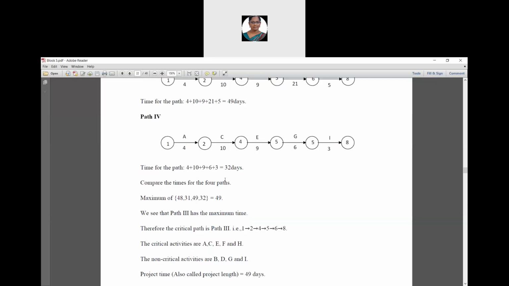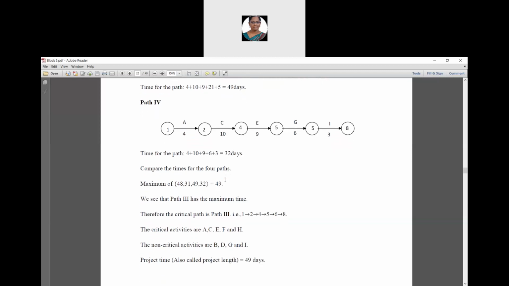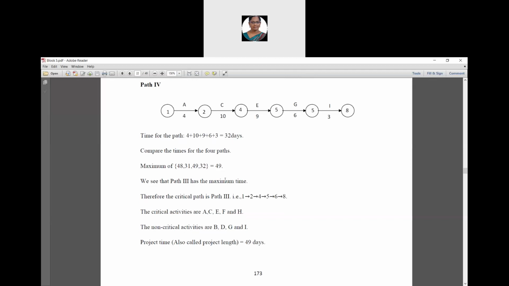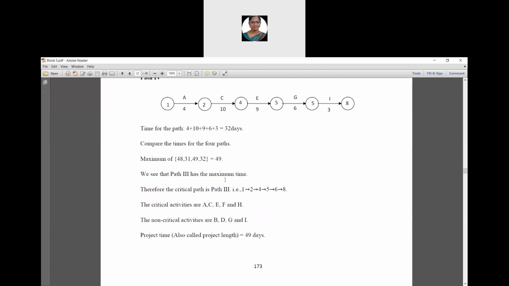So we have to compare these time values for the 4 paths. Why? Because of the critical path. The definition of the critical path is the longest time duration value. For that, we are going to compare the time values for all the 4 paths. Therefore, the maximum of 48, 31, 49 and 32 is 49.